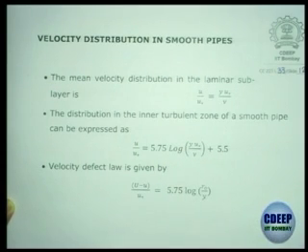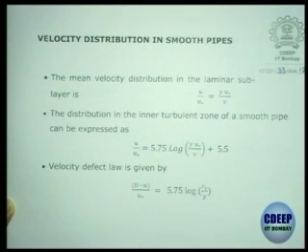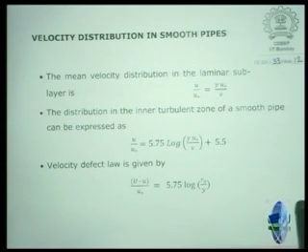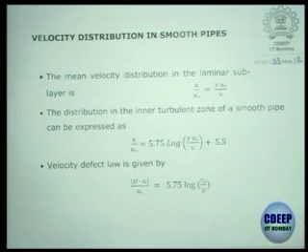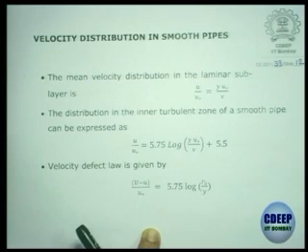Here you need to be a little careful. What is the meaning of y in a pipe? From where are you measuring this distance y? From the boundary, not from the center. In all this theory, y is always measured from the boundary. Sometimes people get confused because in a pipe you tend to start measuring the distance from the center. If r naught is given, you have to convert. So be careful to see that y is the distance from the boundary.